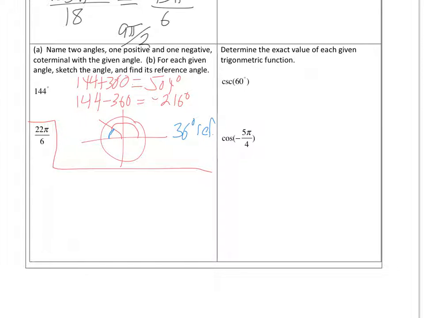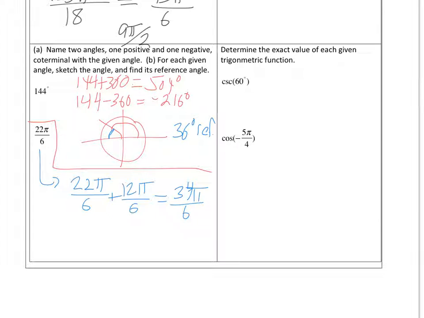For 22 pi over 6, first thing I'll do is add 2 pi to this. Pi over 6 plus 2 pi, which is really 12 pi over 6. A positive coterminal angle would be 34 pi over 6, which could be rewritten as 17 pi over 3. In fact, this first guy could be rewritten as 11 pi over 3, and that might make our numbers a little bit nicer.